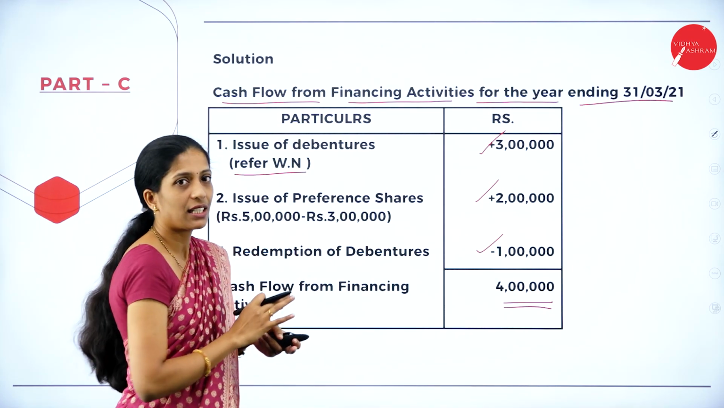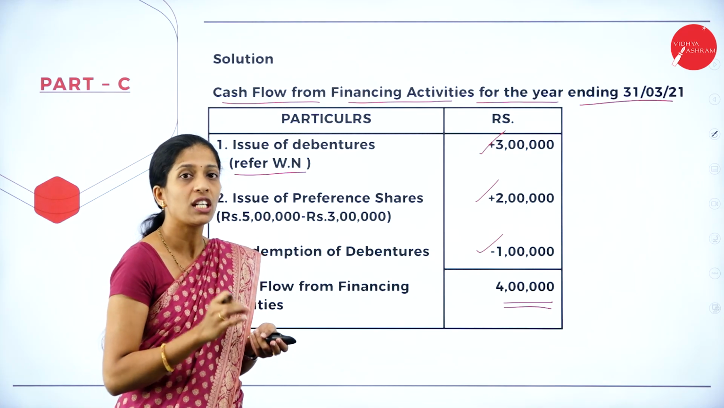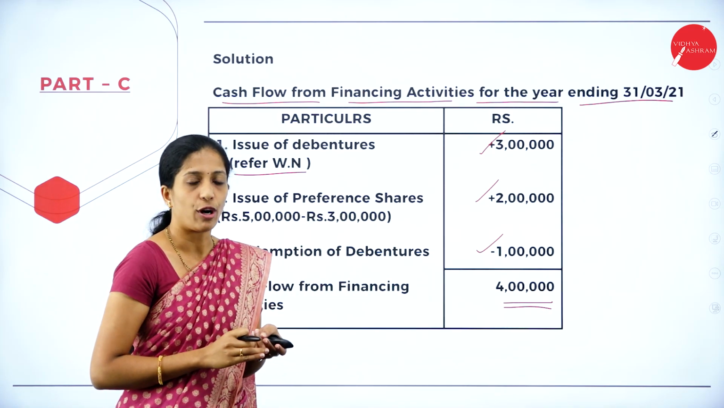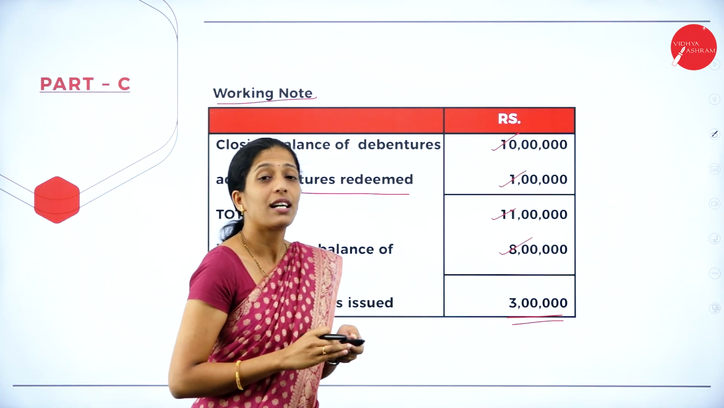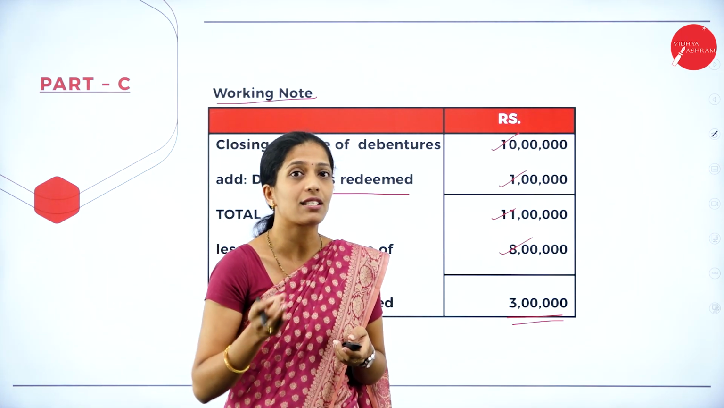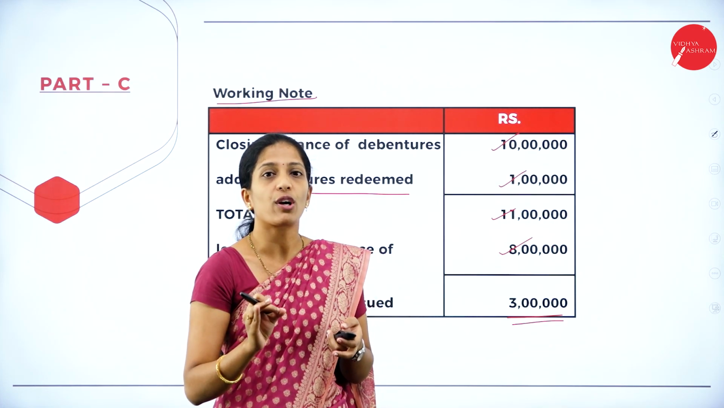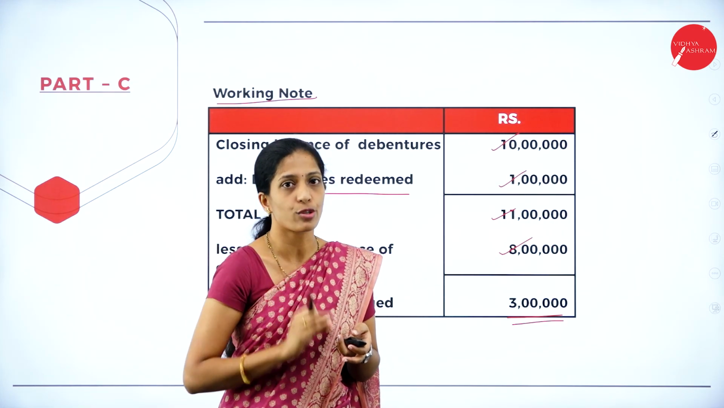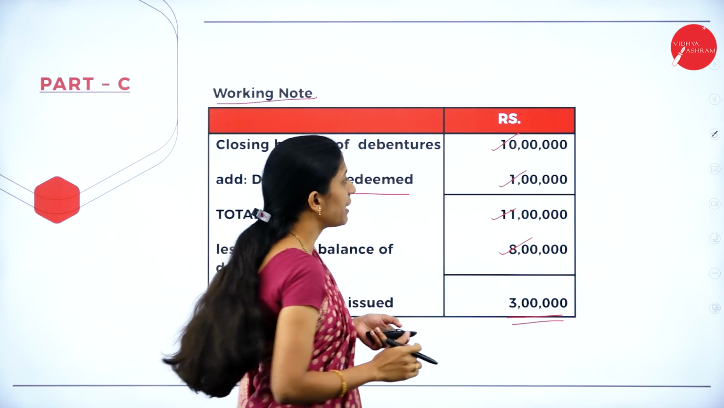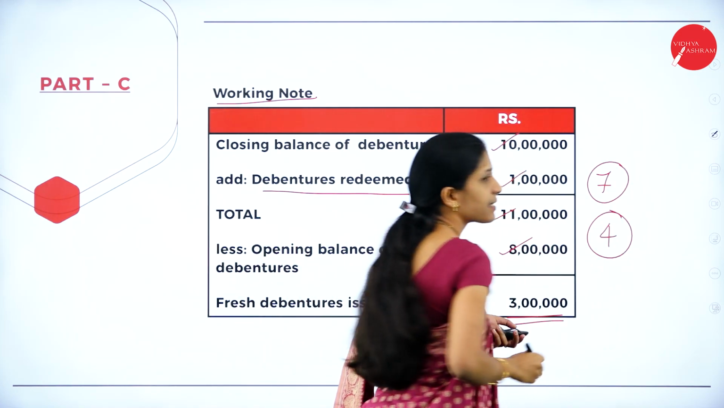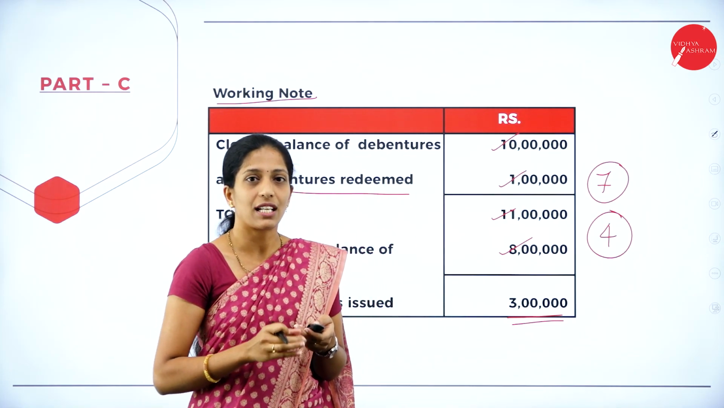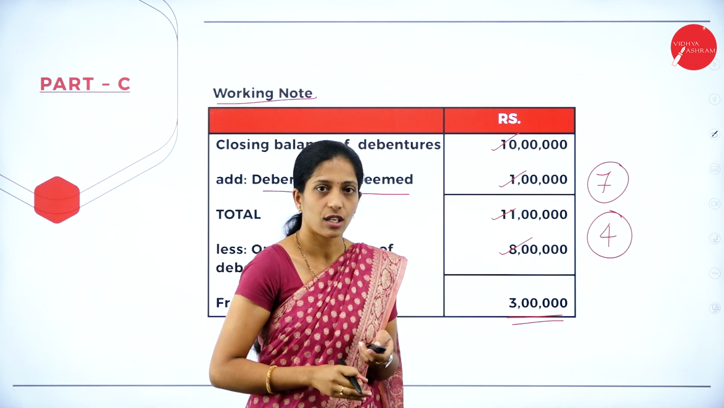Hope you are clear with this. When you provide the respective working note, no need to calculate in the format. You can refer to your working note. These were the 6 marks questions they have asked in your model question paper. Hope you are clear with the questions along with the solutions. Out of 7 questions, you have to answer any 4, which carry 6 marks. Hope you are clear with this Part C 6 marks question.